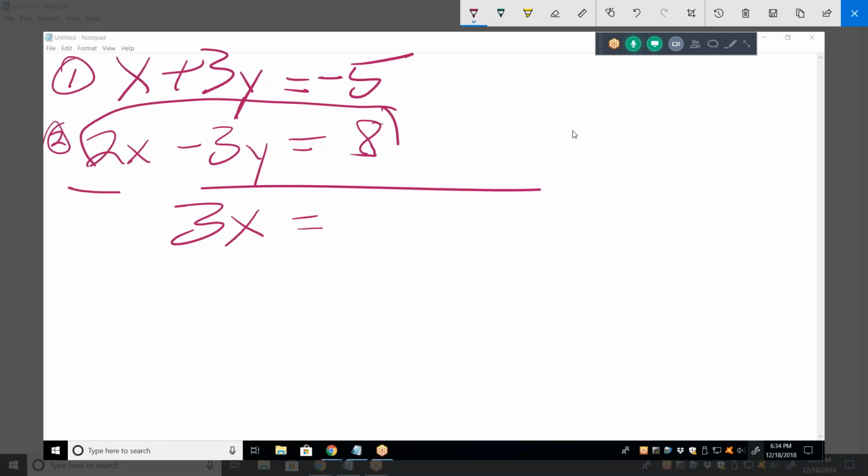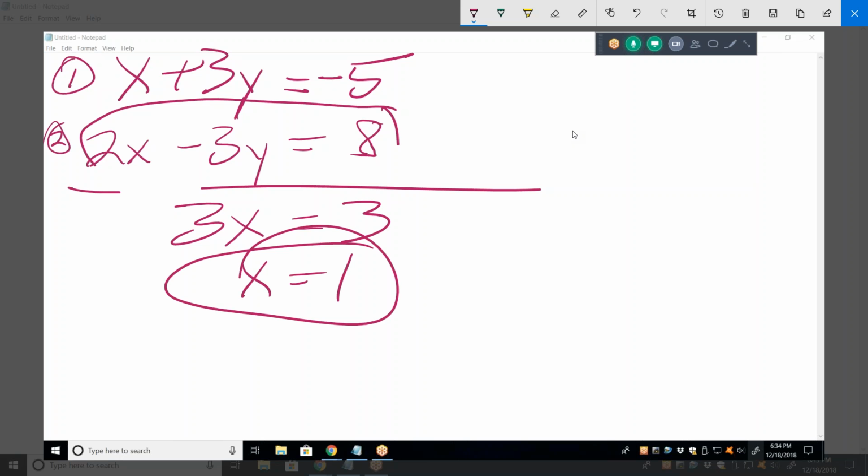You got to add everything. You got to add the left side, and then you got to add the right side. Okay? Notice how much easier that was? It was one step, basically.